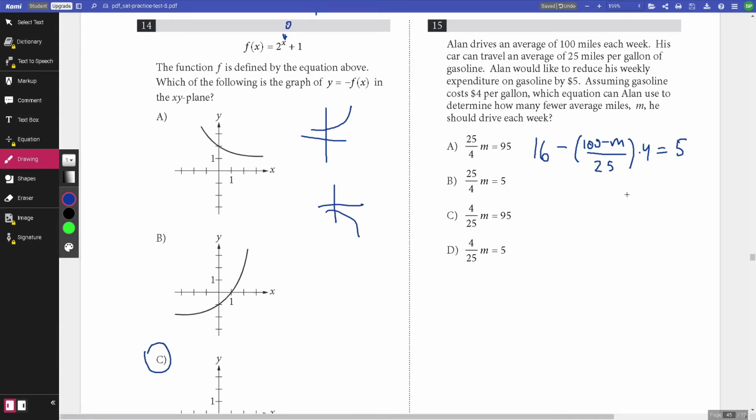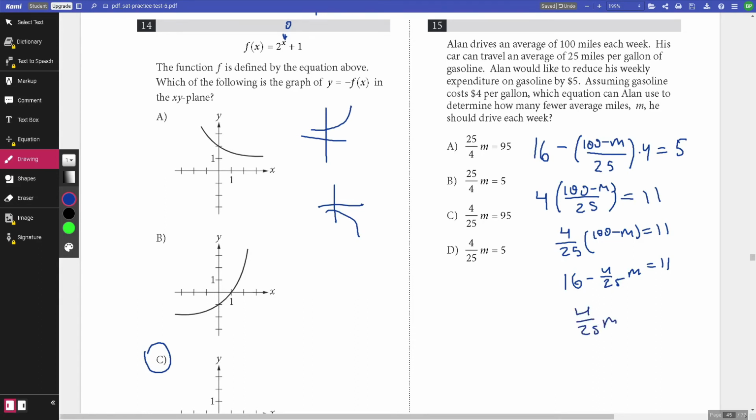So now we can do this. 11 is equal to 4 over 25 times (100 minus m). So 4 over 25, 100 minus m equals 11. Distribute and get 16 minus 4 over 25 m equals 11. And 4 over 25 m is equal to 5. So the answer is D.